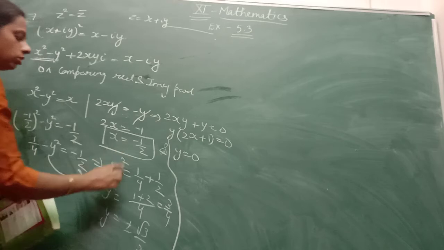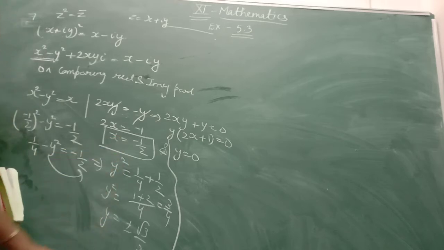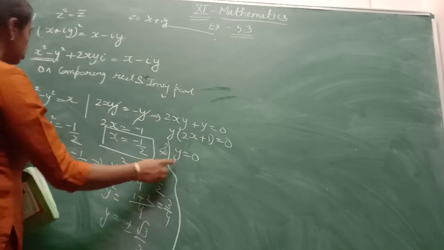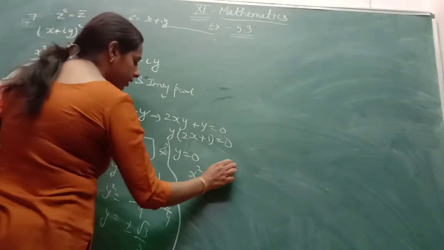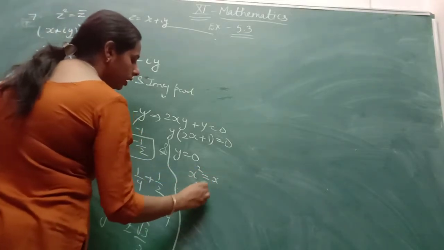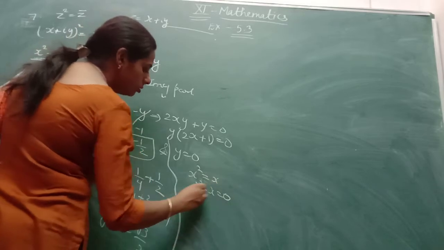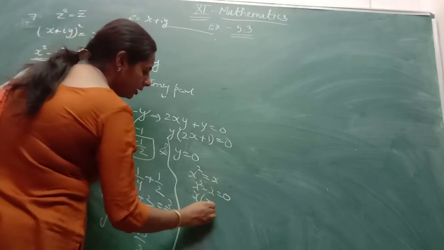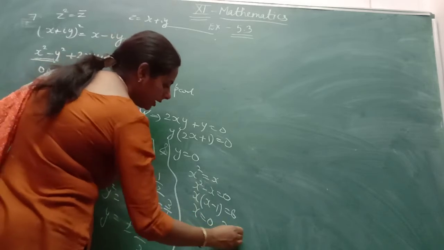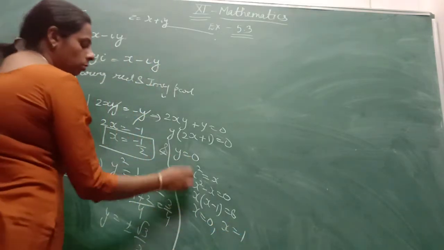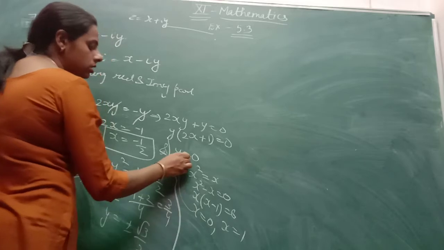Okay, this is the solution when you put the value of x equal to minus 1 by 2. If you put y equal to 0 here, so you will have x square is equal to x. So again x square minus x equal to 0. So you have x minus 1 equal to 0. So there is two possibilities more, that x equal to 1. Okay, so one more possibility is this.